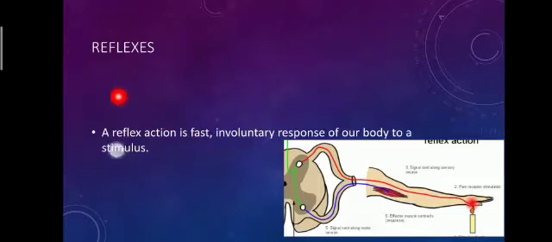Now we'll be talking about reflexes. After listening to the word reflex, the first thing that comes to our mind is involuntary response of our body, the responses which are not according to our will. It is an involuntary response of our body to a stimulus, and the action is very fast and sudden. It is a sudden and fast action that is taken to protect our body from certain situations.